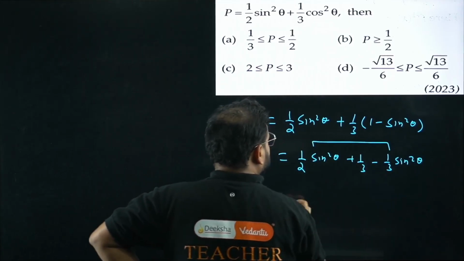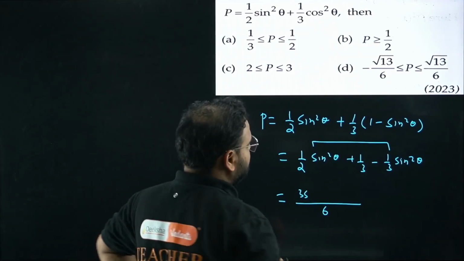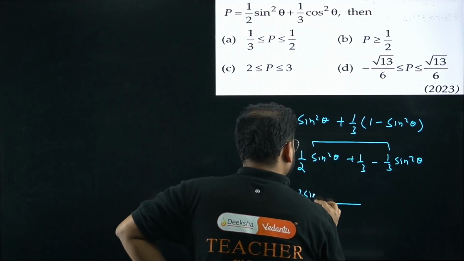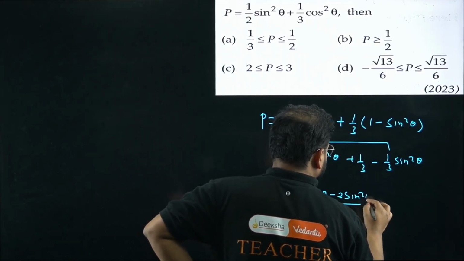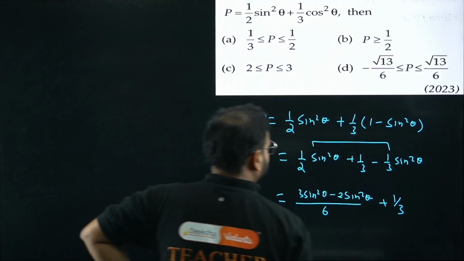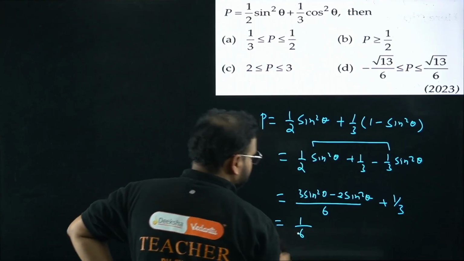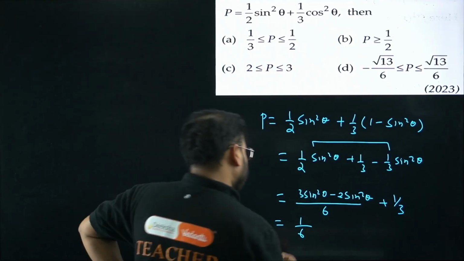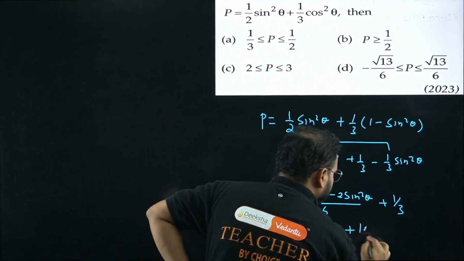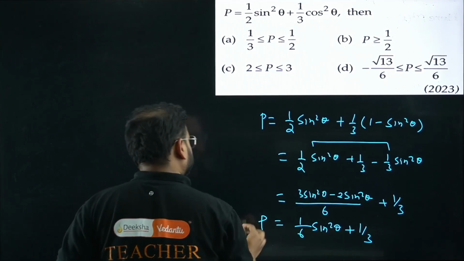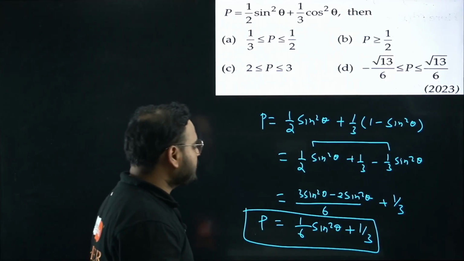Club these together and take LCM. You have LCM as 6. I get 3 sine square theta minus 2 sine square theta, plus 1 by 3. So my value will become 1 by 6 sine square theta plus 1 by 3. This is the value of my variable P: 1 by 6 sine square theta plus 1 by 3.